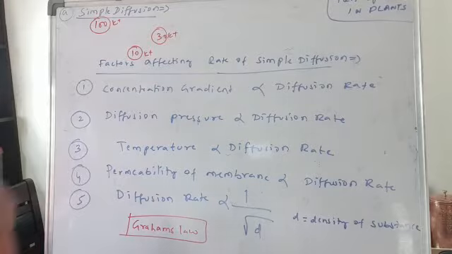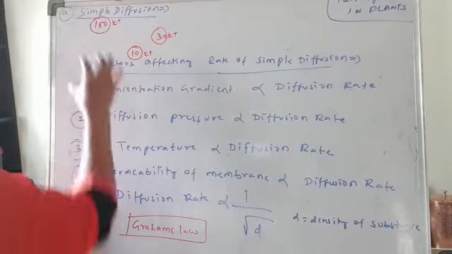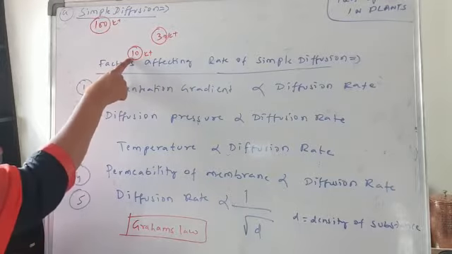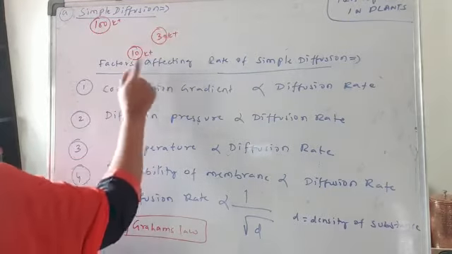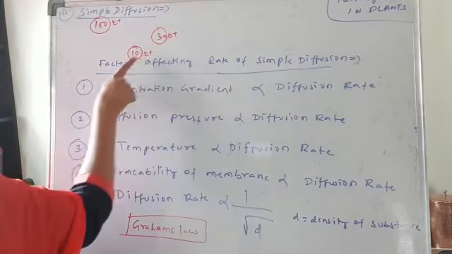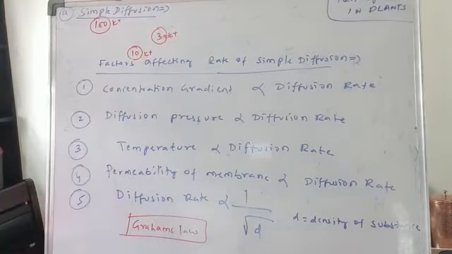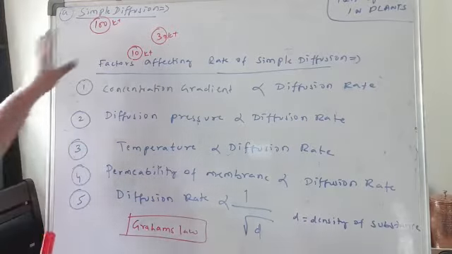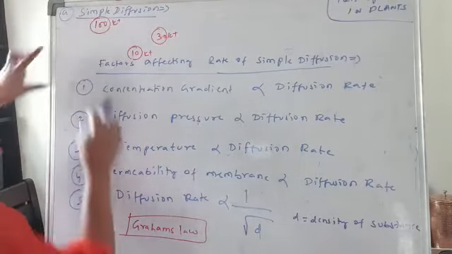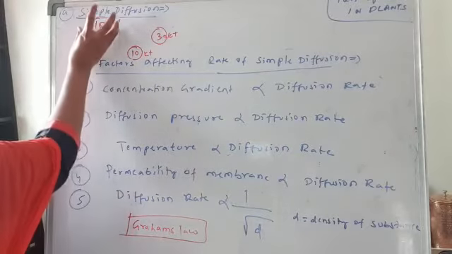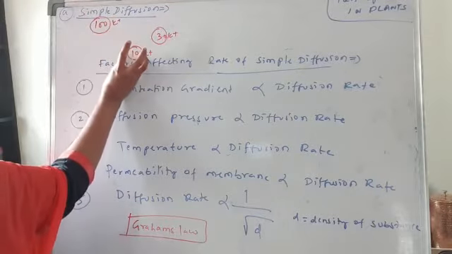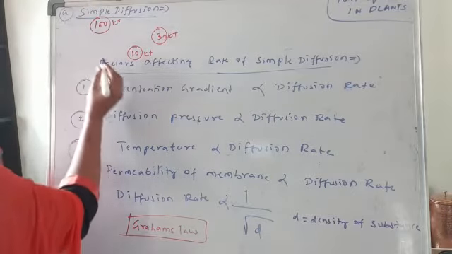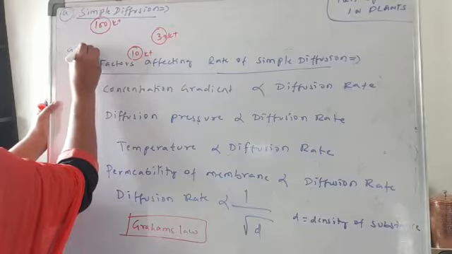Here I have taken an example. On this side, imagine 100 potassium and here 10 potassium. And on the other side, 30 potassium and 10 potassium. So we can observe there is a difference of concentration on both sides. On this side, 100 potassium on one side and 10 potassium on the other, the concentration gradient or difference is 90 potassium.